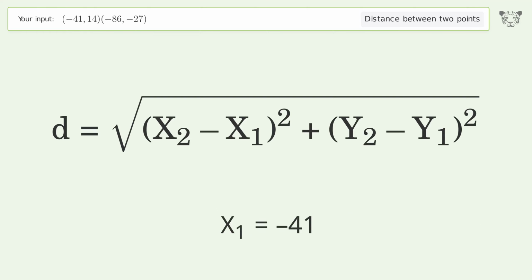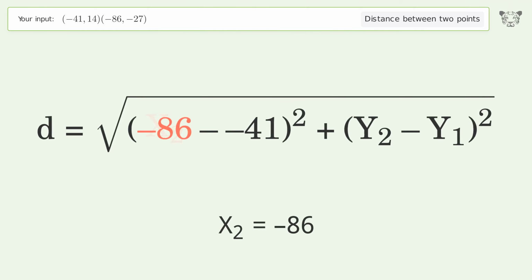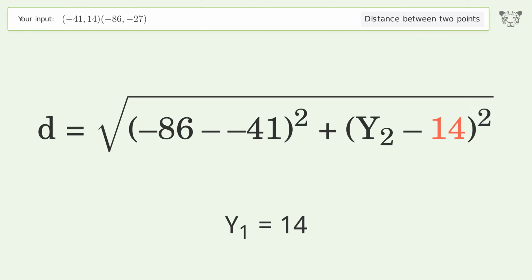x1 equals -41. x2 equals -86. y1 equals 14. y2 equals -27.